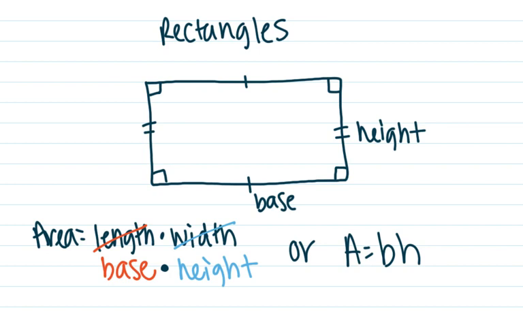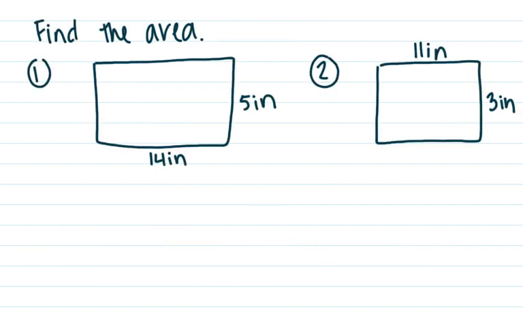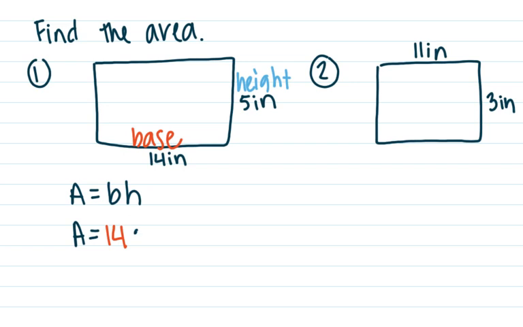As you can see in my picture, I labeled the base and I labeled the height. So let's jump in. We're going to label this on our pictures and solve for the area. On number one, my base is this 14 right here. My height is this 5 inches. So in my area formula, A equals BH, my area equals the base, 14, times the height, 5. So what is 14 times 5? That is going to be 70.